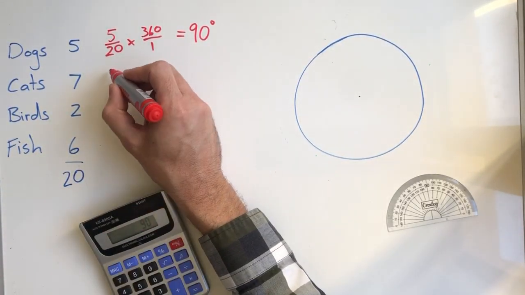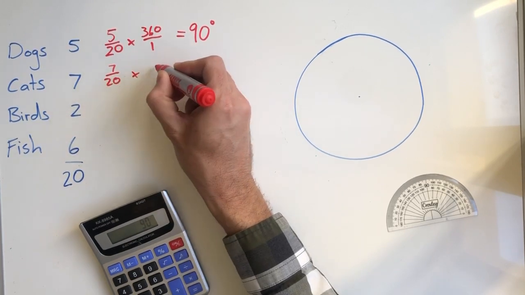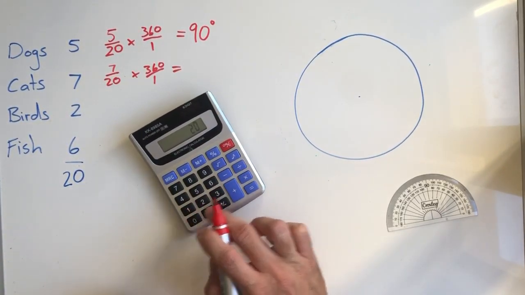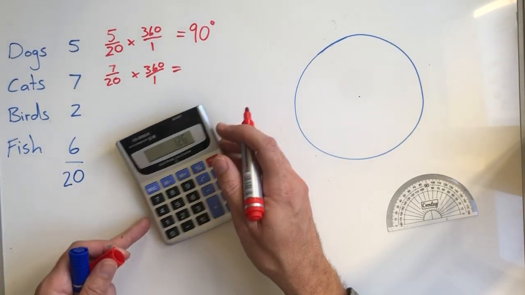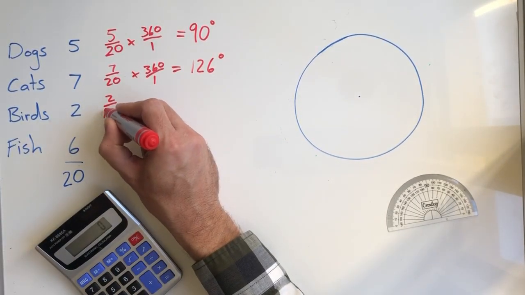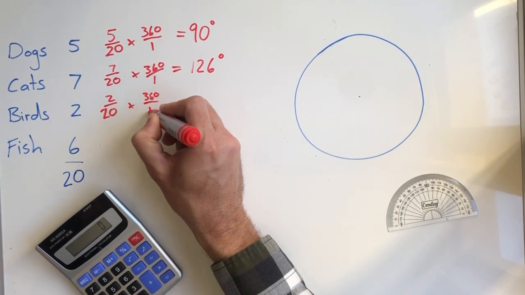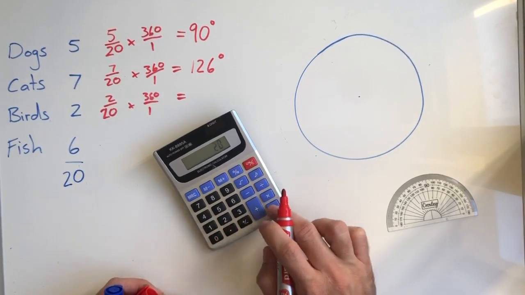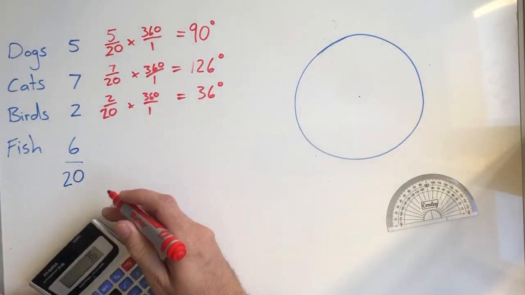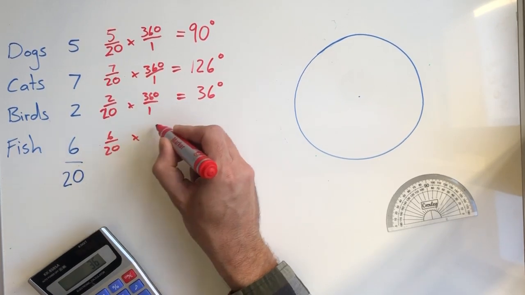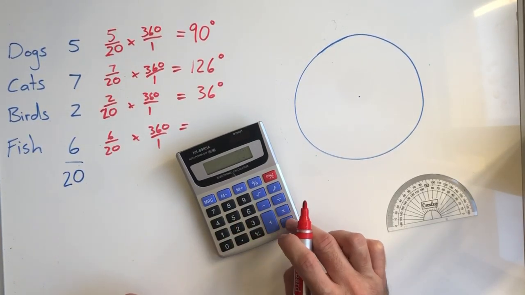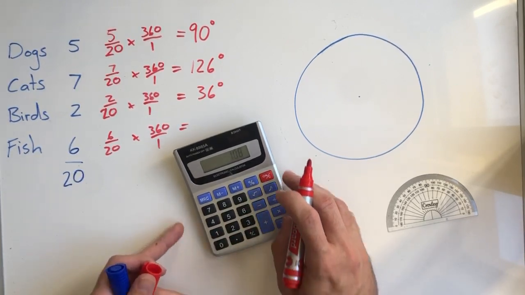We're going to do the same with cats. I'm going to say 7 on 20 times 360 over 1. So 7 divided by 20 multiplied by 360, and I get 126 degrees. Going to do the same for 2. So 2 out of 20 times 360 over 1. So 2 divided by 20, which is 0.1, times 360, and then I get 36 degrees. And for the last one, 6 over 20 times 360, and I do the same thing. So 6 divided by 20, and then multiply that by 360, and I have 108.